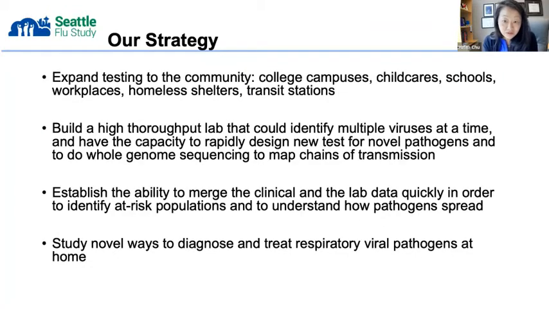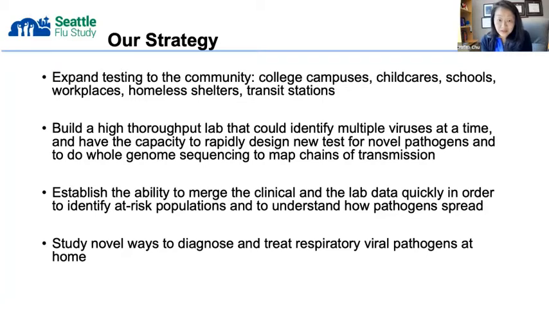So what we wanted to do was to then test this, to see if we could figure out a way to enroll people who are not necessarily seeking care, but who are in the community. So we expanded testing to the community. We set up kiosks at a couple of places around the city of Seattle, on the University of Washington campus, and a couple of childcare facilities and schools, workplaces, homeless shelters, transit stations.